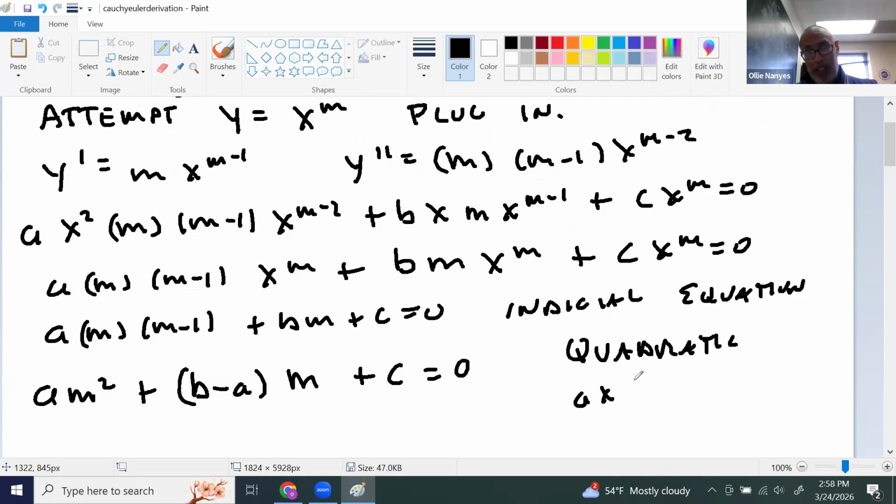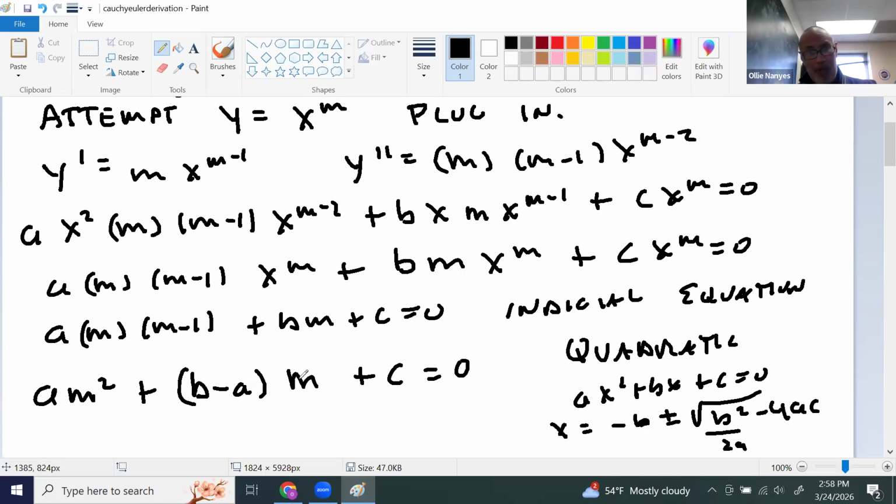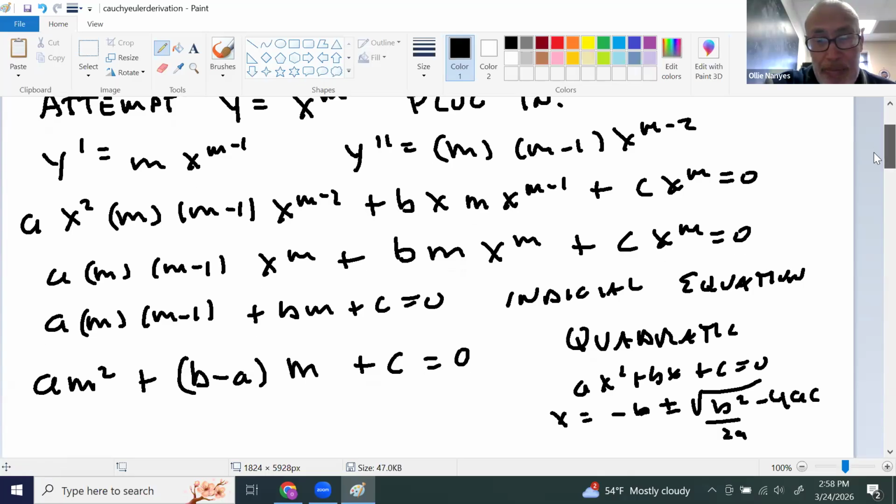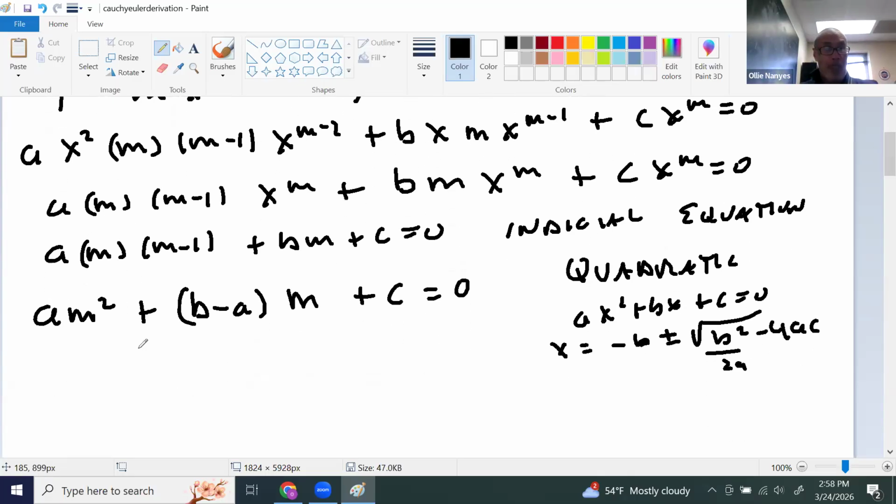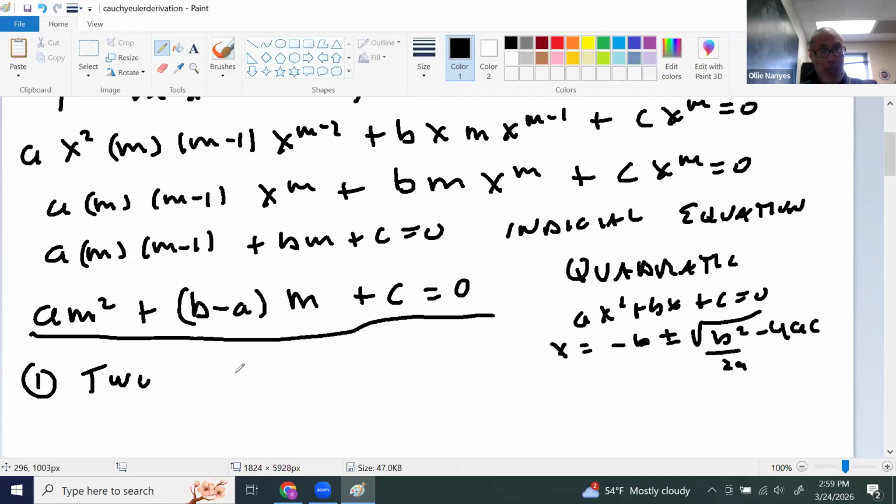And you remember if you had a x squared plus b x plus c is 0, the solutions are x equals minus b plus or minus the square root of b squared minus 4ac over 2a. Well, here the a is the same, the b is b minus a, and the c is the same. So what we have right here is a quadratic set equal to 0, and only certain things can happen. The first case is two real distinct roots.